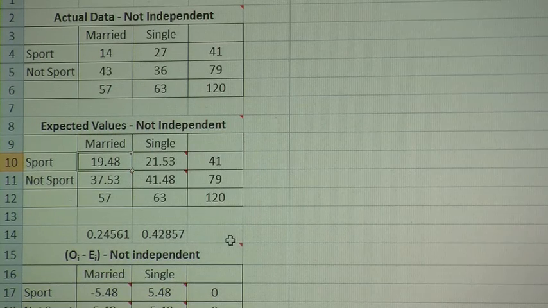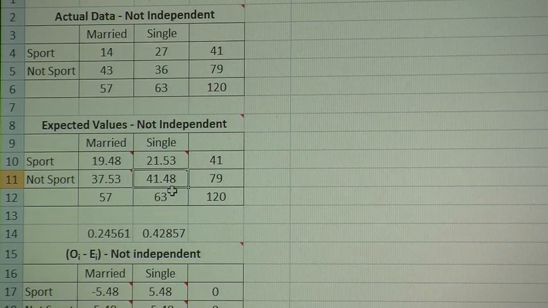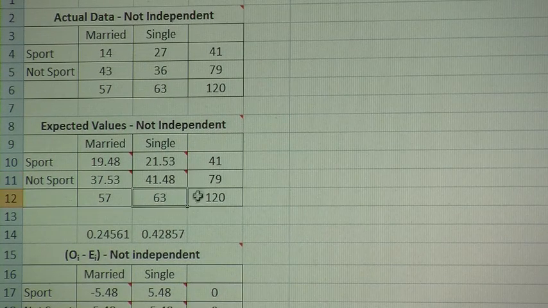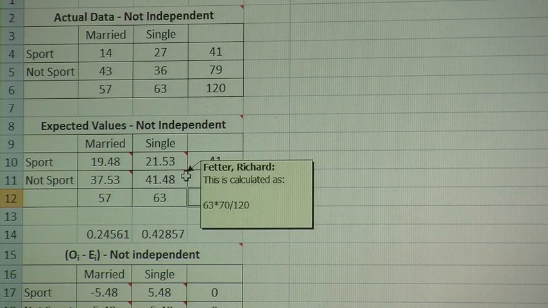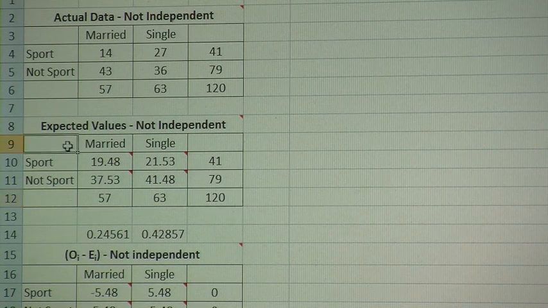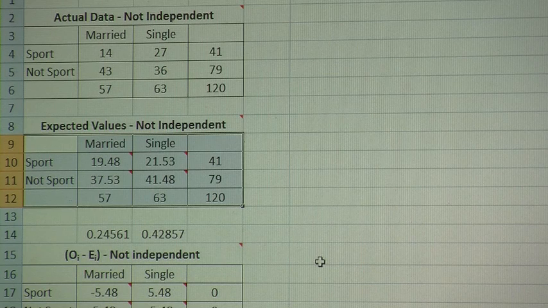So the expected value of 19.48 is equal to 57, the column total, times 41, the row total, divided by 120, the grand total. So if you take 57 times 41 divided by 120, that equals 19.48. Okay, cell 2,2 here, single people who do not drive a sports car, this 41.48 value is 63 times 79 divided by 120. And if you move your cursor over the little red tag, it says this is calculated as 63 times 79 divided by 120. Okay, so the calculations here should be a trivial action for you.